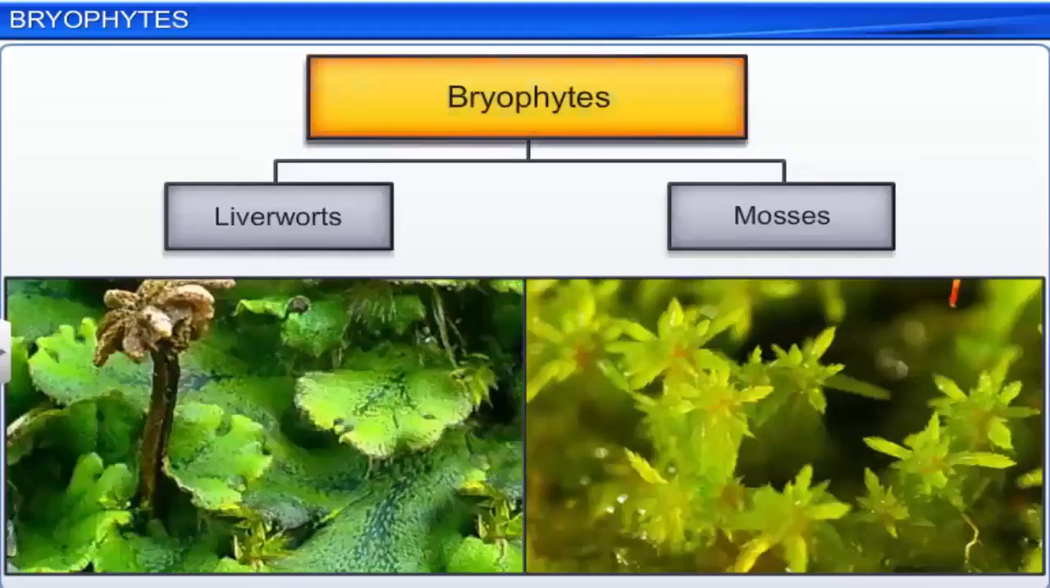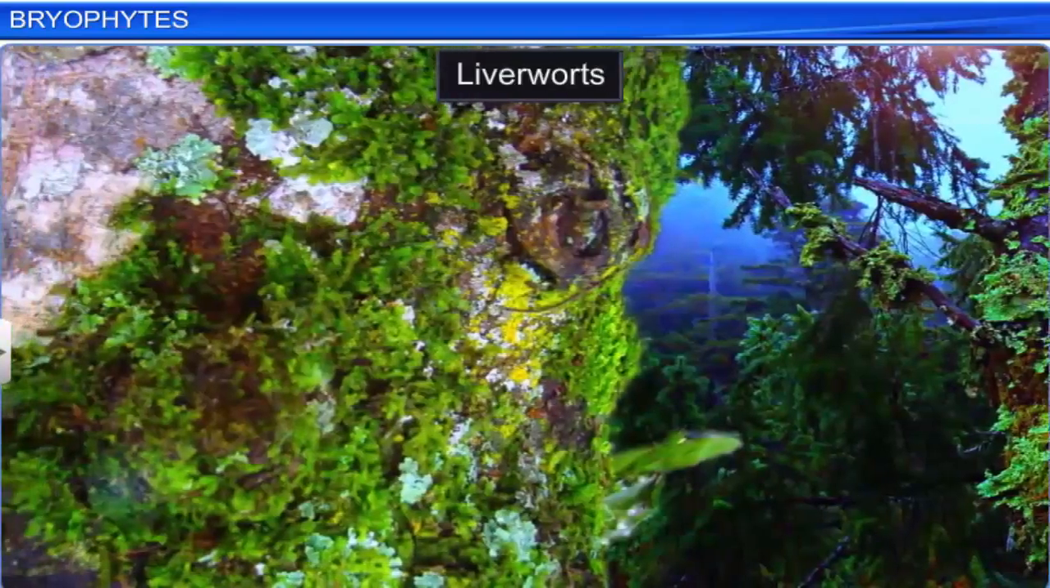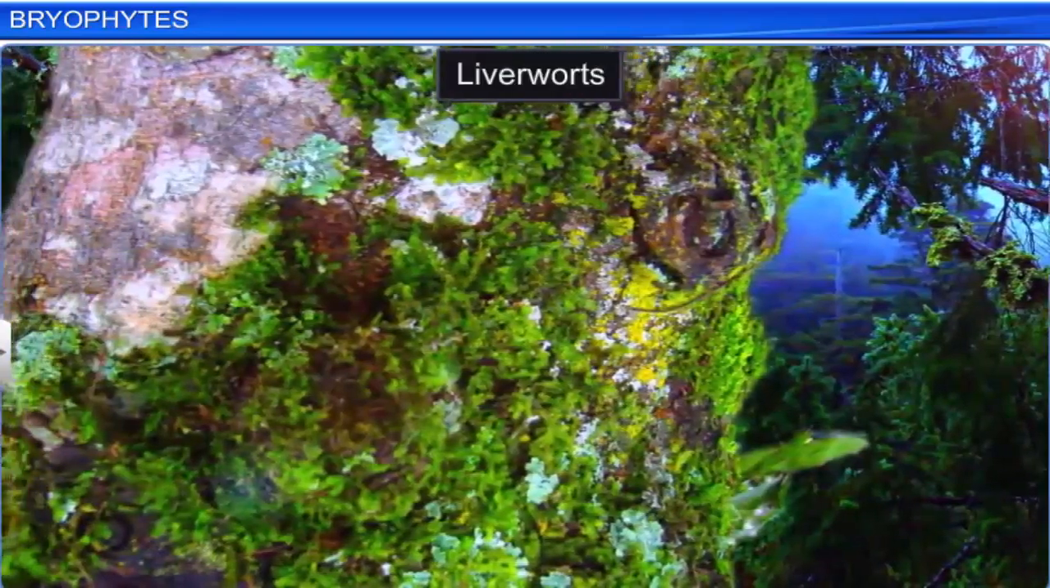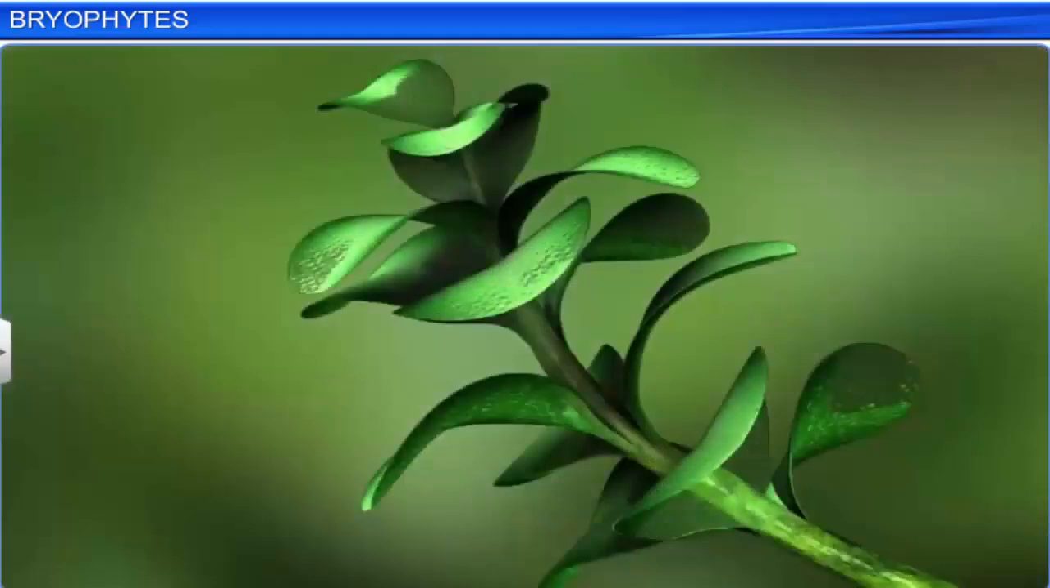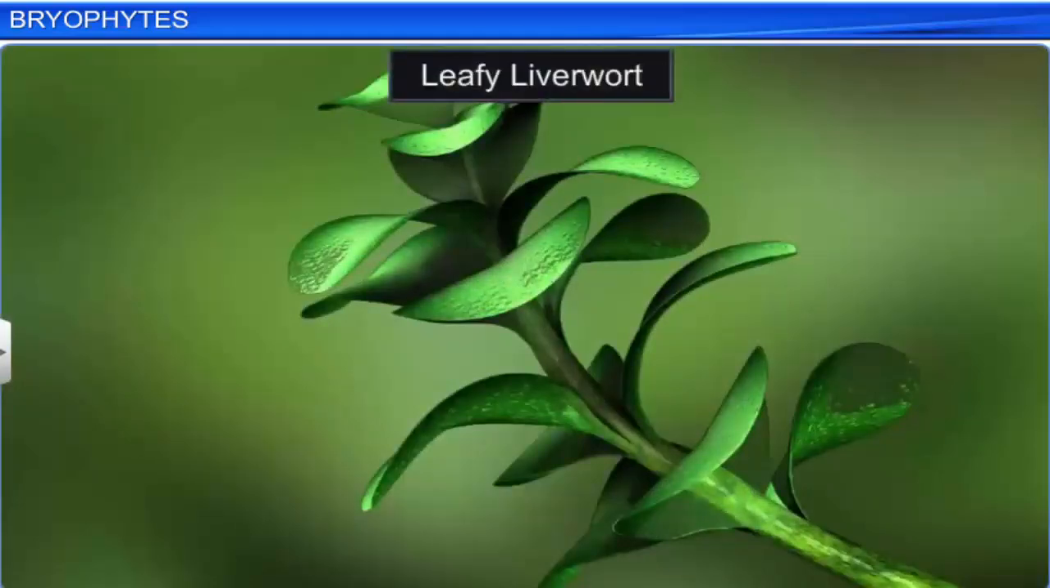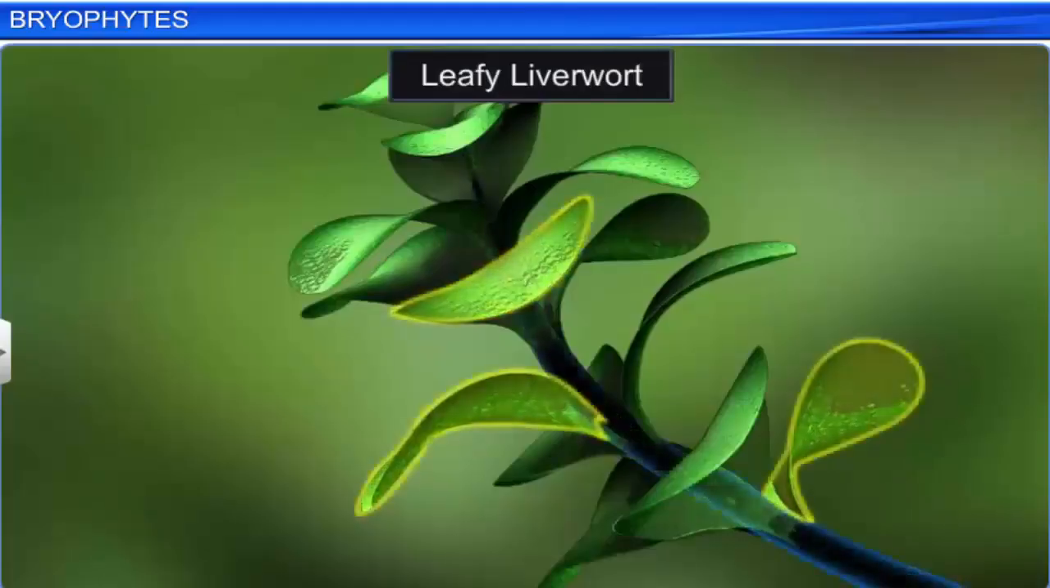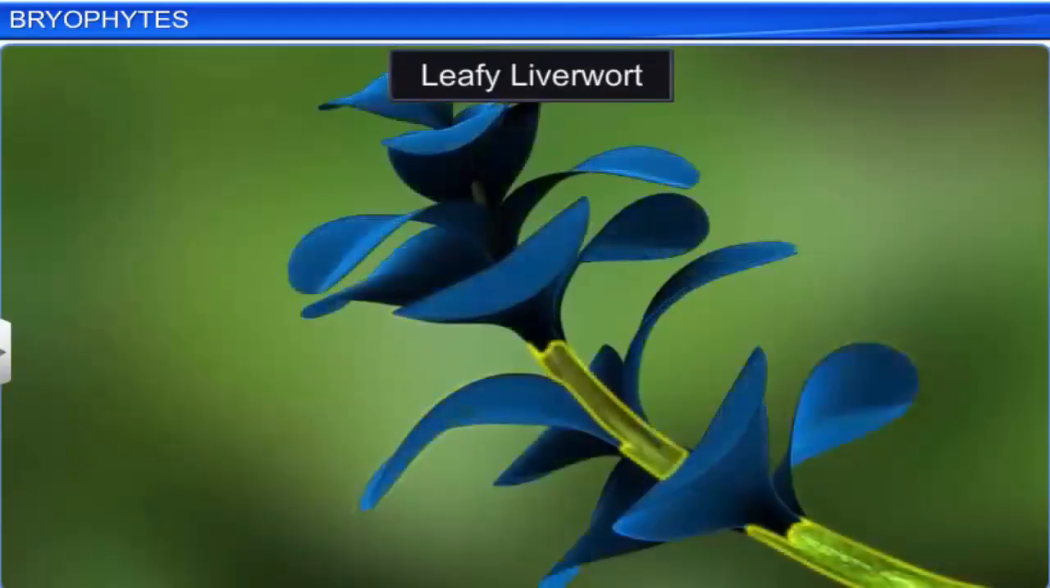Bryophytes are of two types: liverworts and mosses. You can find liverworts in moist and shady environs such as barks of trees. The plant body, a thallus, is dorsiventral and appressed to the substrate. However, in the case of leafy liverworts, the plant body bears tiny leaf-like appendages in two rows on the stem-like structures.